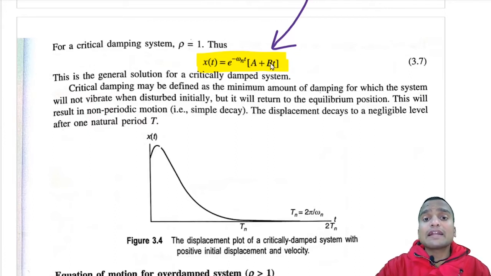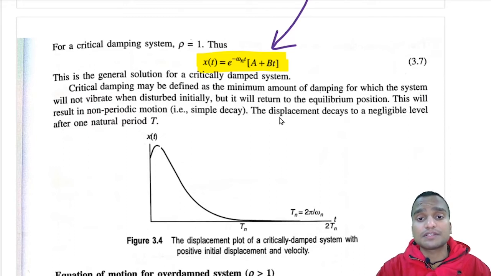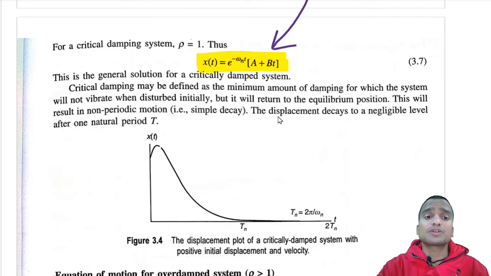So the constants a and b in this equation depend on the initial displacement and velocity which are given to the system, and that's why they are multiplied here. And we can calculate the value of a and b by putting those boundary conditions, that is the initial displacement and velocity at time t equal to 0, and we will get that value very easily.